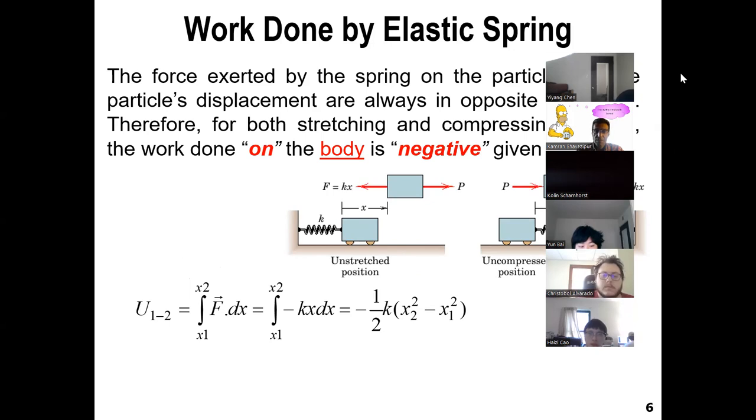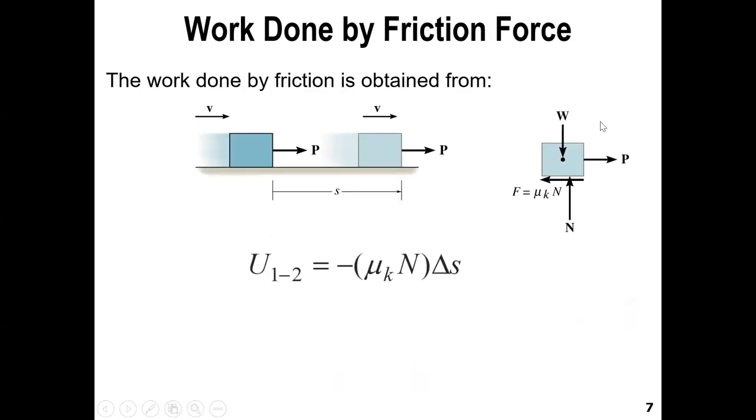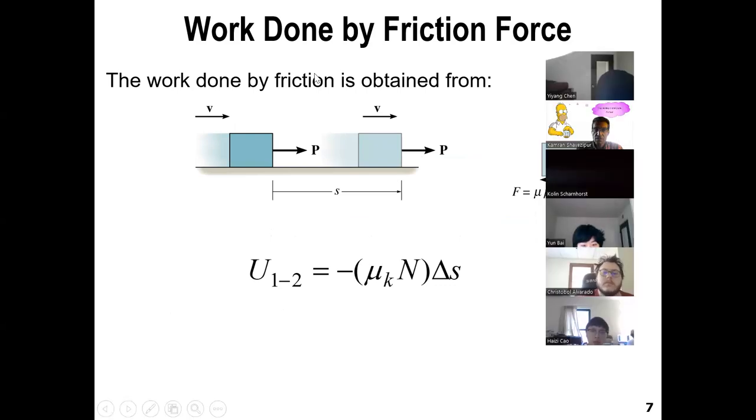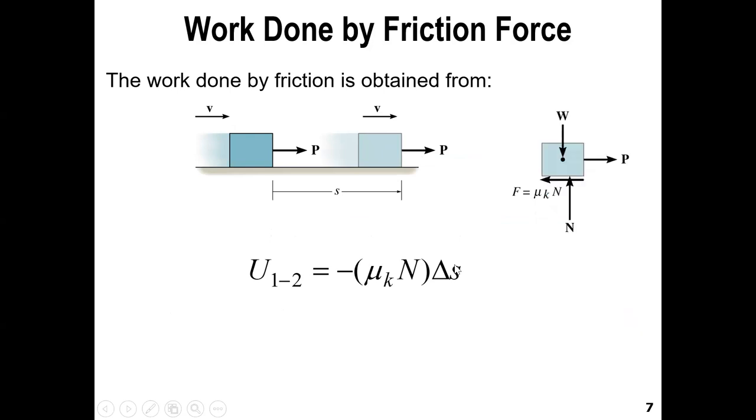How about friction? Is friction a conservative force? Aaron, is it a conservative force? Friction. And you can look at the equation. So this is friction force. This is its work. And delta S is literally how much it moves, the path of motion. Yes. So practically, the work of friction does depend on the path of motion, not just initial and final.